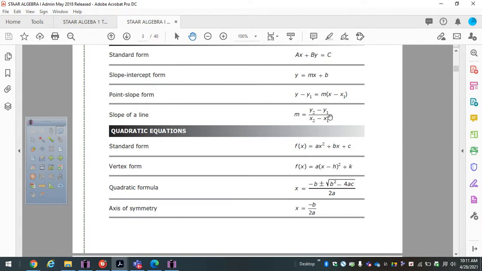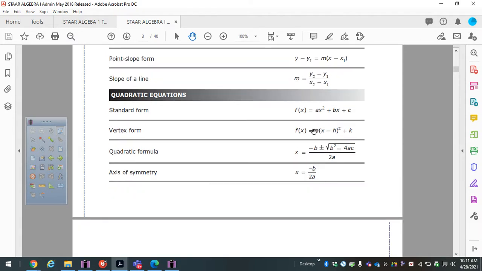This one's most important. It comes out the most. Slope: y2 minus y1 over x2 minus x1. And just this stuff, easy. Quadratic formula. Vertex form. That's it. Pretty easy, guys, overall.